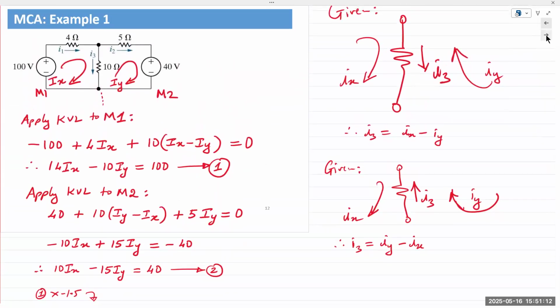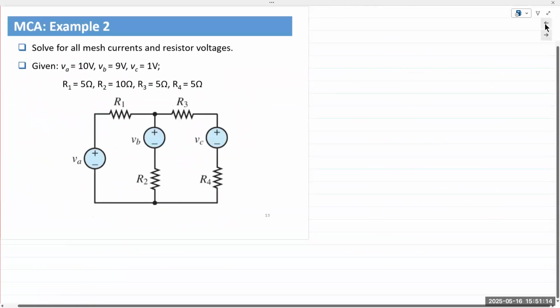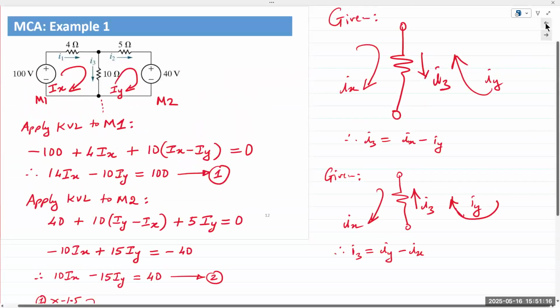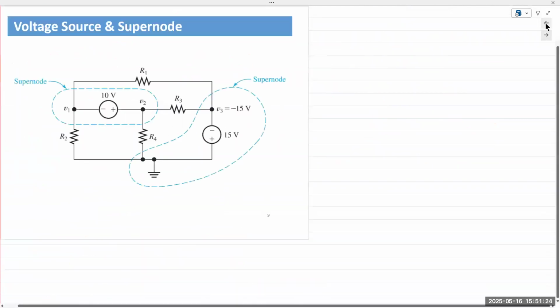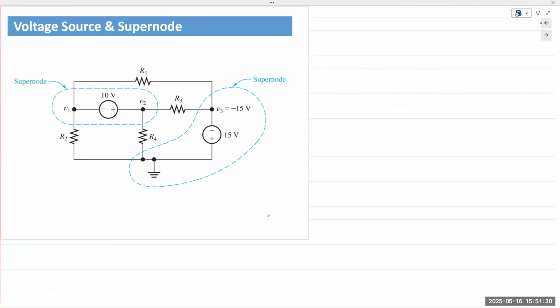So what I'm going to do is, instead of going into this example now, let's see. Let's talk about supernode. Okay, let's just talk about supernode.